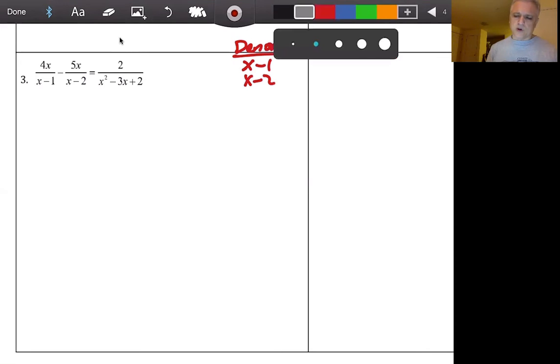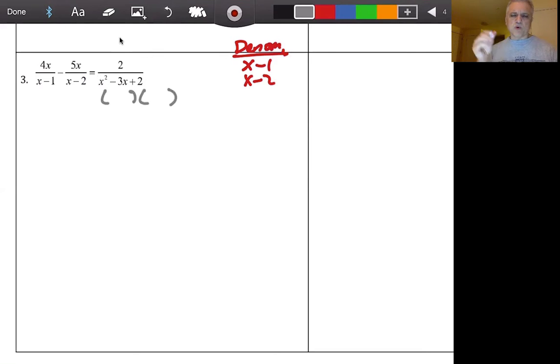So x squared minus 3x plus 2, because that's a 1, I can do product sum. Product is positive 2. They got to add up to negative 3. So negative 1 times negative 2 is positive 2, which is what we want. Negative 1 plus negative 2 is negative 3, which is what we want. So we got x minus 1 times x minus 2, which is kind of nice.